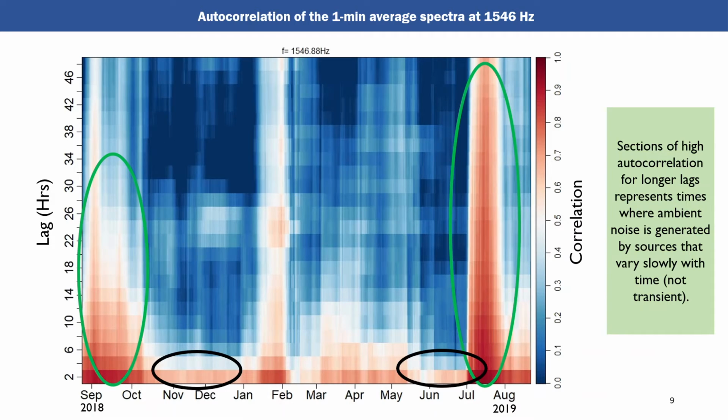During breakup and freeze up, we see the correlation strength drop off very quickly. And that's because when there's more ice cover, we start to have more transient sources. So ice cracking, ice ridging wouldn't necessarily correlate very well over longer lags.